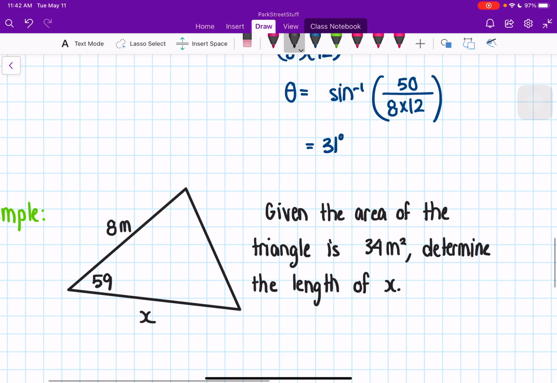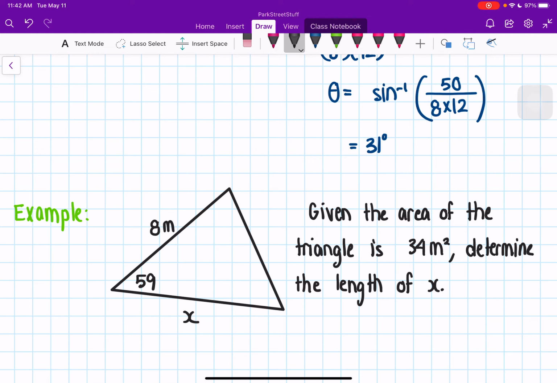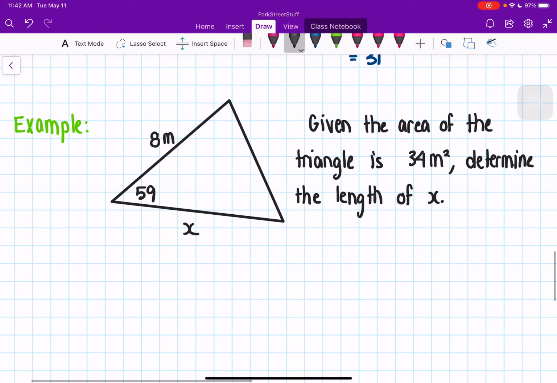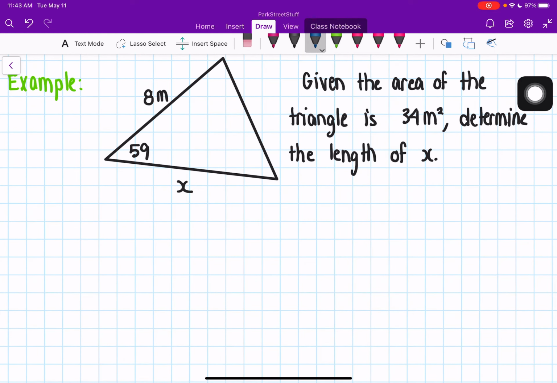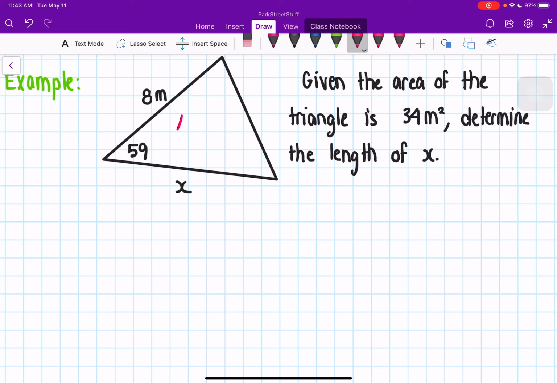Okay, so here, given the area of the triangle is 34 meters squared, determine the length of x. So in this scenario, instead of having both lengths and looking for an angle, we have one length, one angle, and we're looking for the other length. And again, we have that relationship of two sides and the angle they form. So we don't have to do any extra work. We can just go straight to applying the area rule. And we know the area, and that's important.